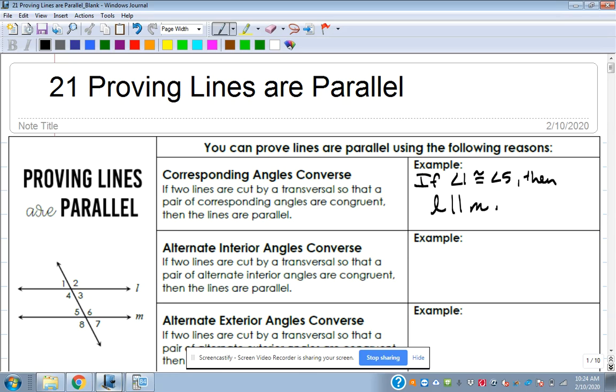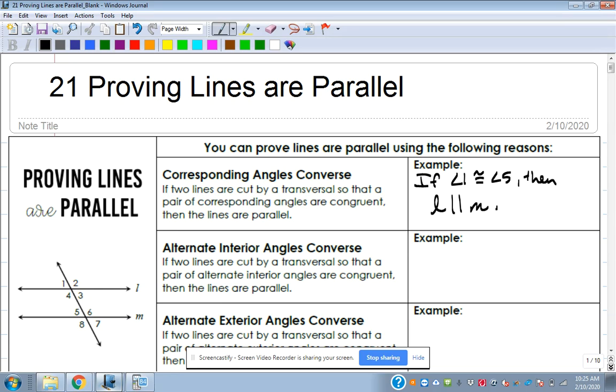Okay, so what is that last part saying? It says line L is parallel to line M. And they're named that way because we don't have any points named on there, so we named them by the letter that's on it. So if you can get corresponding angles congruent, then the converse of the corresponding angles theorem says that now the lines are parallel.